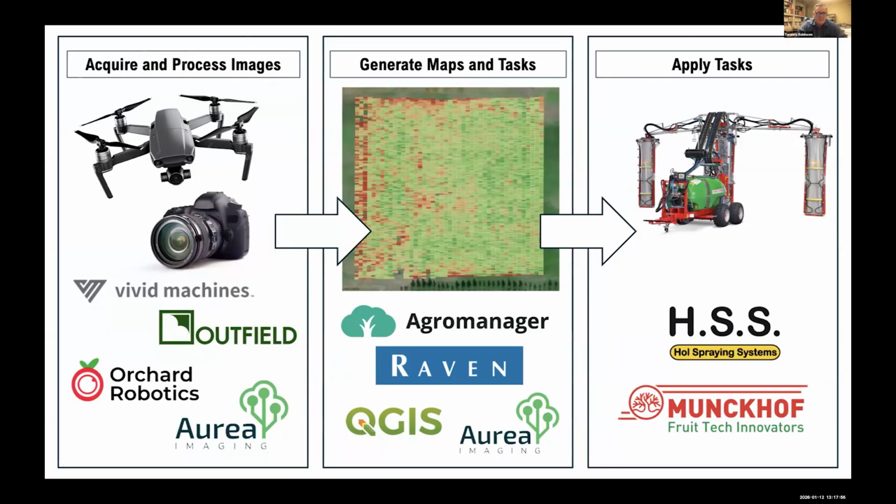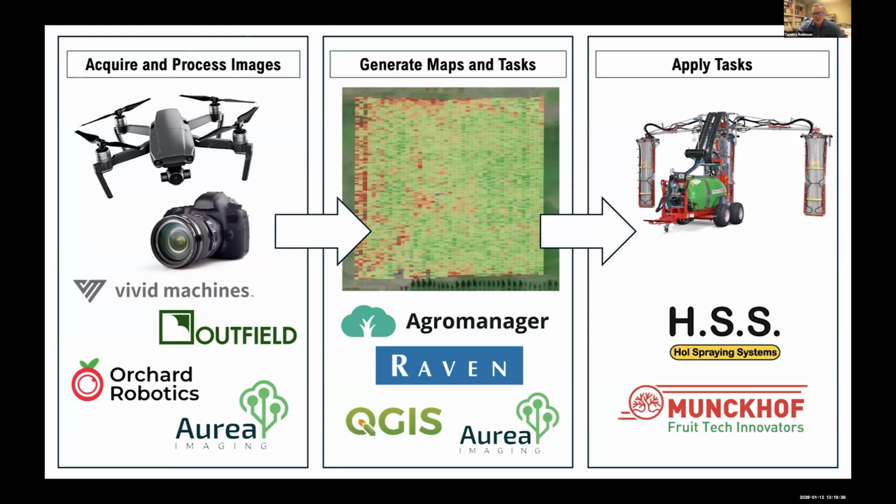Once you have the map with a georeference location for each tree, you have what's there in the second panel, and you have to, from that map, generate a task map. This is one of the blocks at Geneva showing variability in bloom across a bunch of varieties in that block and a bunch of rows. The companies or organizations that will take a map that a camera system develops and convert it into a task map for a sprayer, or the ones we've worked at least, are AgroManager, Raven, QGIS, or ARIA Imaging.